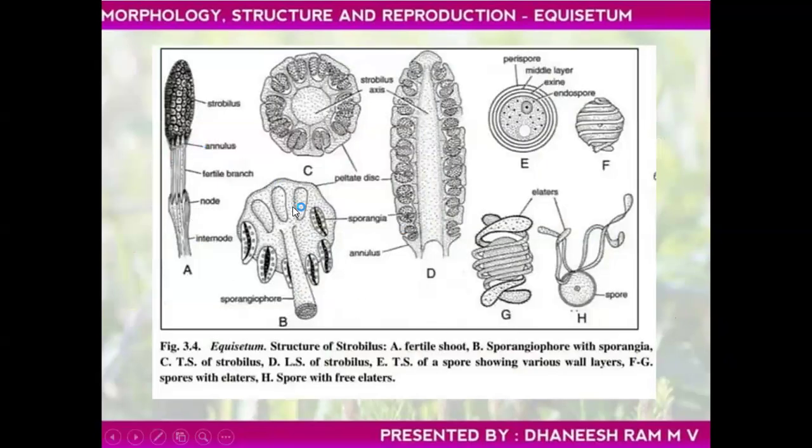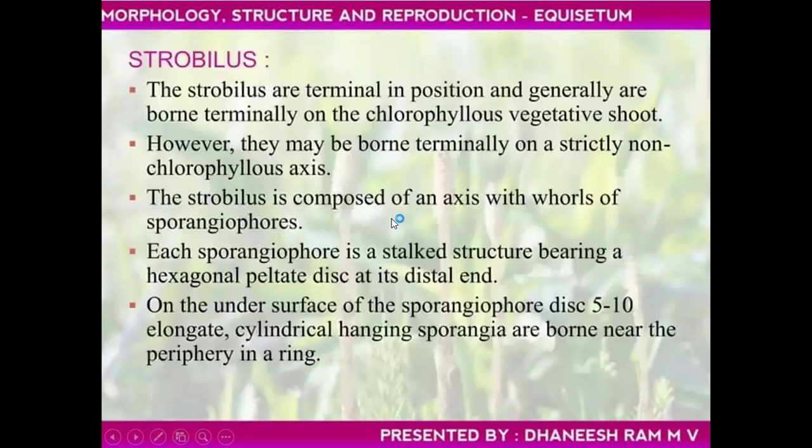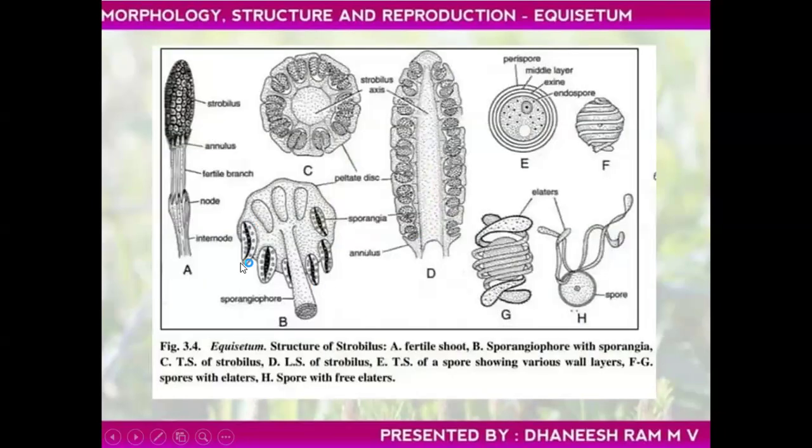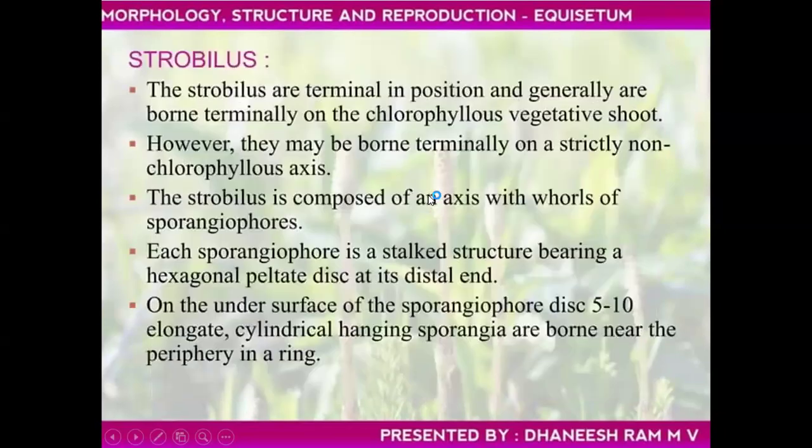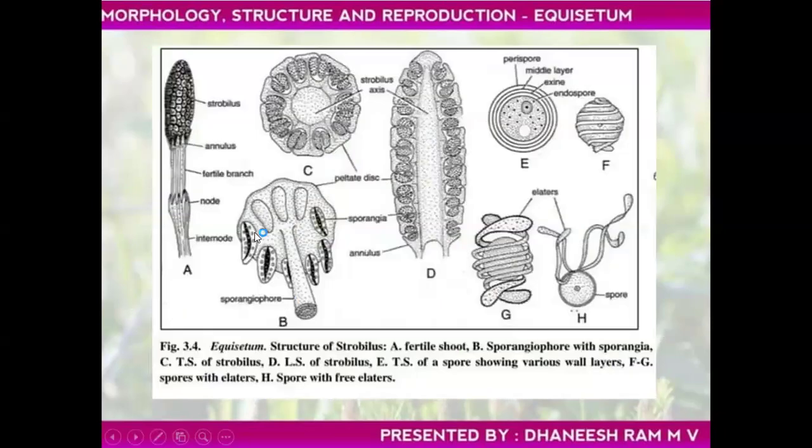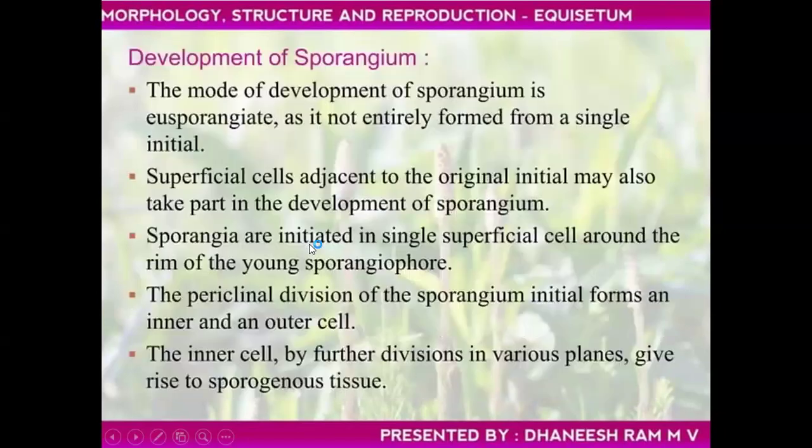So this is a peltate disc. This is a hexagonal peltate disc on the sporangiophore, and on this disc we can see around 5 to 10 sporangia. Now, these sporangia, you can see they are elongated and cylindrical in shape, and they are hanging. They form a hanging position attached to this disc.